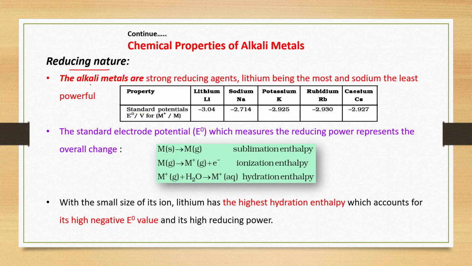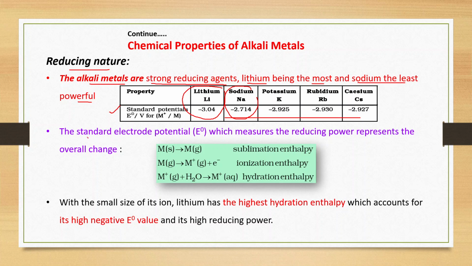Reducing nature. The alkali metals are strong reducing agents, lithium being the most and sodium the least powerful reducing agent. Actually, this reduction power is represented by the standard electrode potential. This table gives the values of standard electrode potential of alkali metals. Just see, for lithium this is most negative, and for sodium this is least negative among these alkali metals. So lithium is the most powerful reducing agent and sodium is the least powerful.